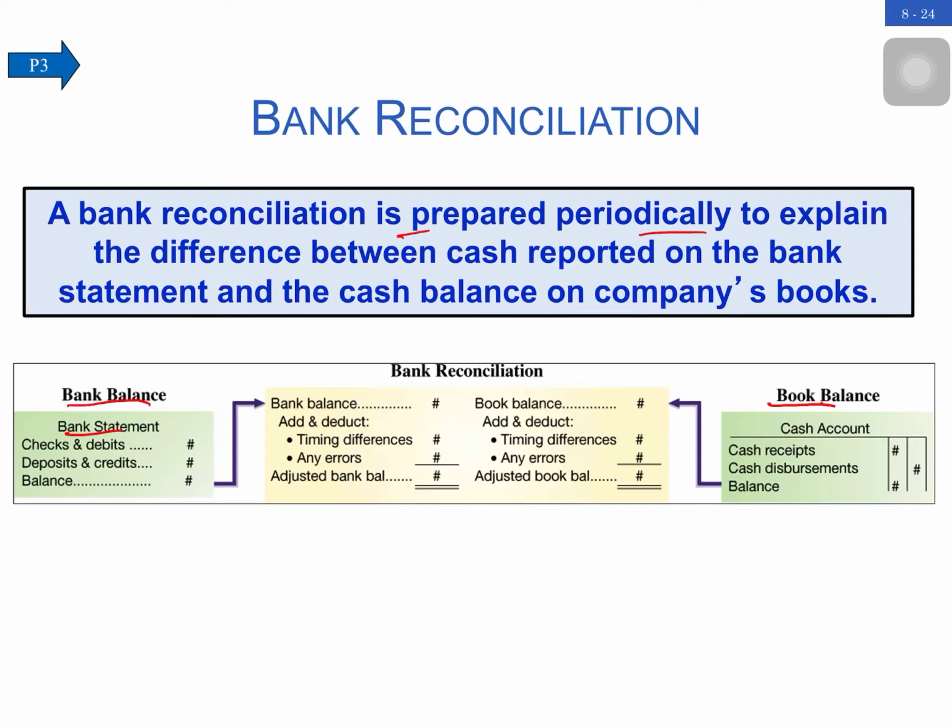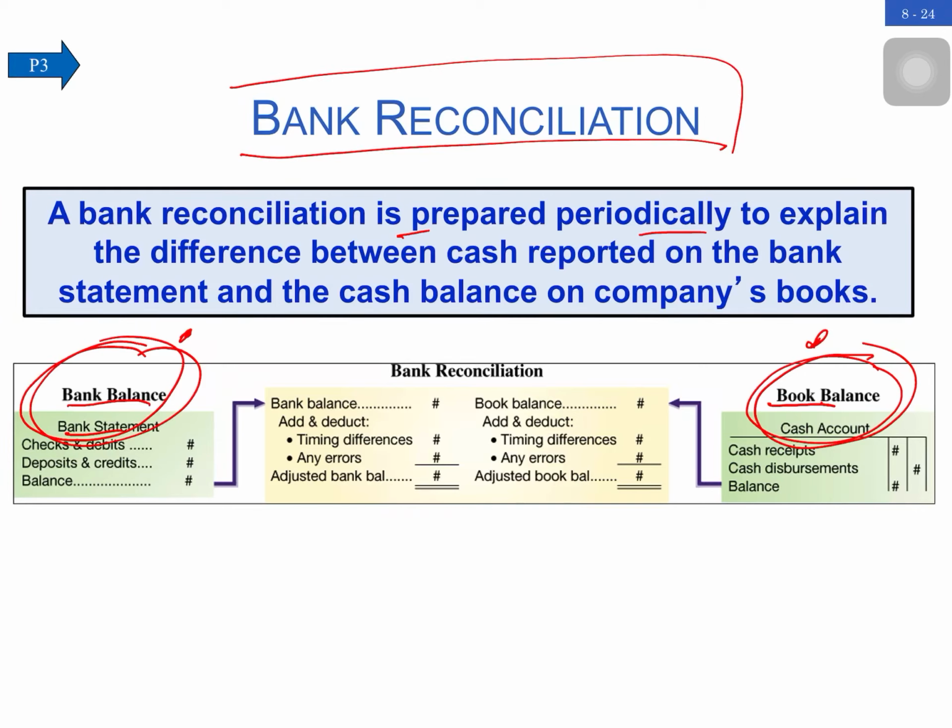But both of these records usually are not the same. The amounts of money recorded in these two reports are different. You will understand more later, but usually the amount in the bank statement and in your book are not the same. That's why we have to make a bank reconciliation. Bank reconciliation is a process or an effort for you to make both of these records become the same.